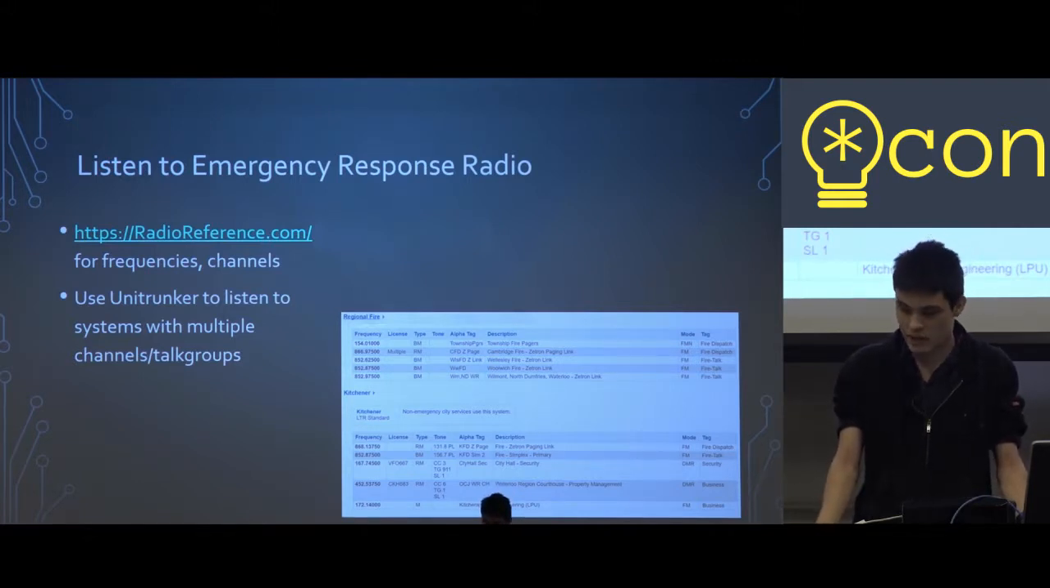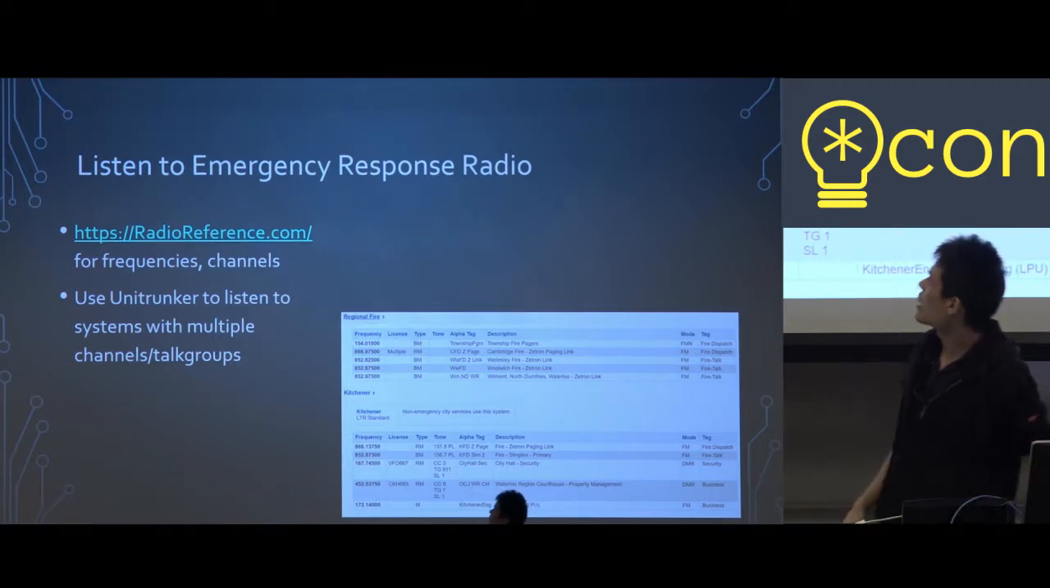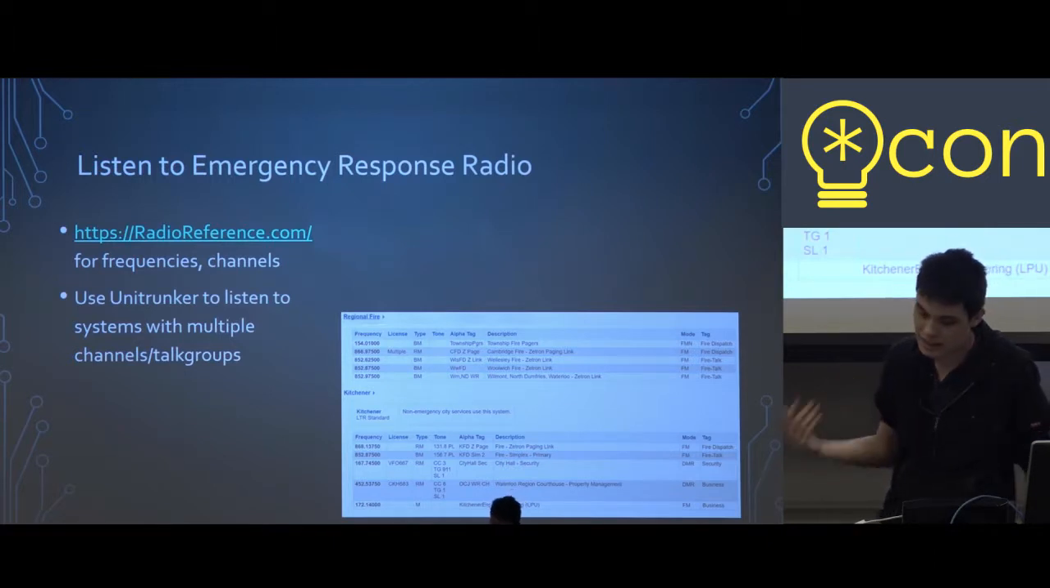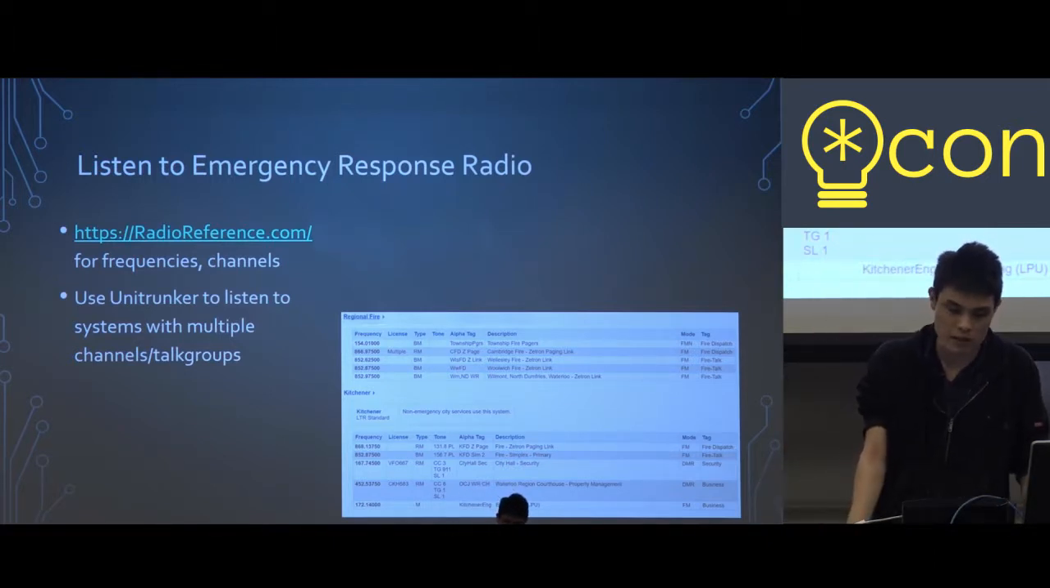It's pretty unambiguous. So here's a great reference to the different frequencies that fire and ambulance and things like that use. This is for the Kitchener-Waterloo area. You can find more at radioreference.com. You can also use a piece of software called Unitrunker. Unfortunately, it's Windows only, to listen to these systems as they usually jump around frequencies.